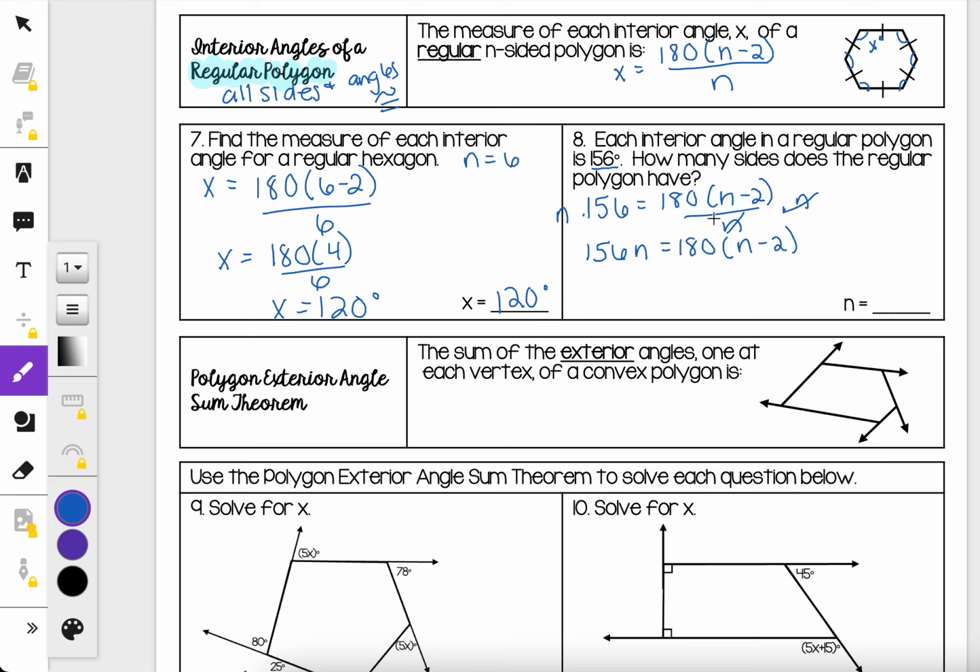Now, in this case, I have variables on both sides here. I can't just divide both sides by 180, so here I do have to distribute. So I have 180n minus 360. And I'm going to subtract 180n from both sides. When I subtract 180n from both sides, I'm going to get negative 24n equals negative 360. Then I can divide both sides by negative 24, and negative 360 divided by negative 24 is going to be 15.